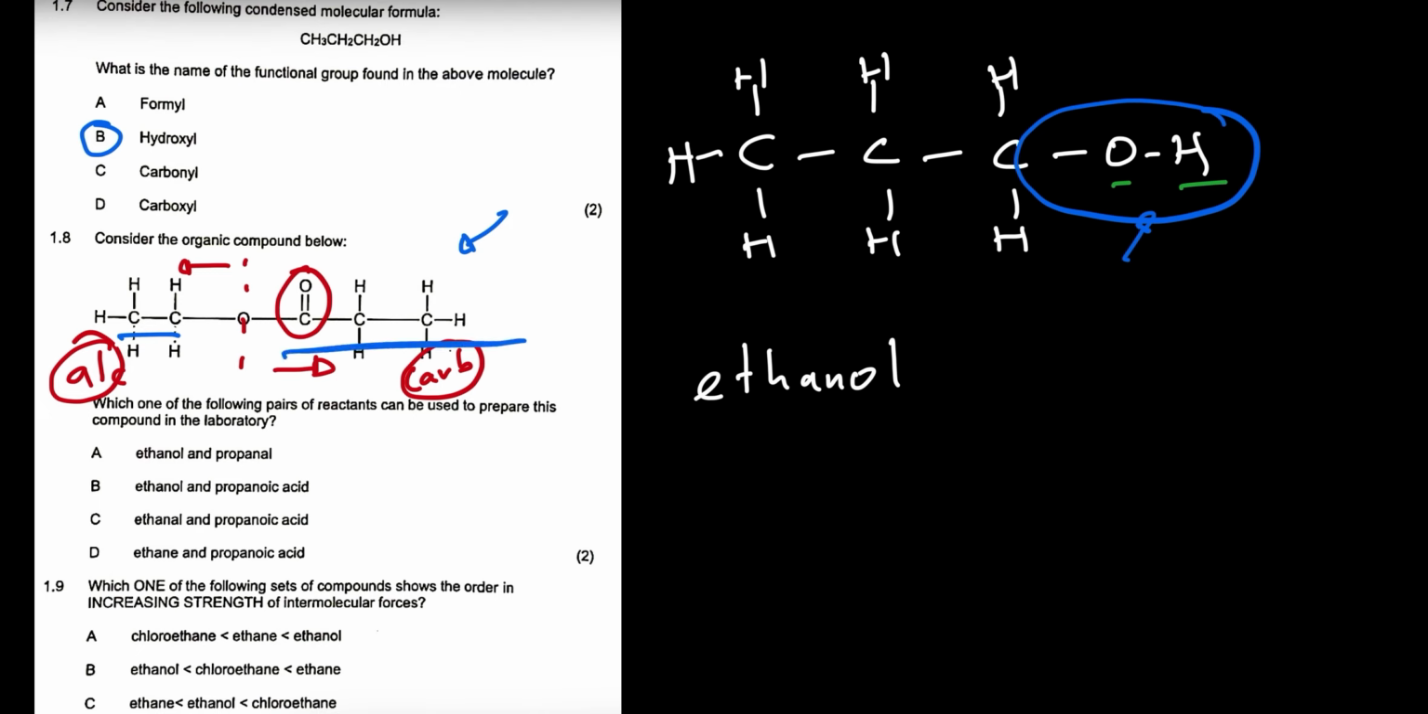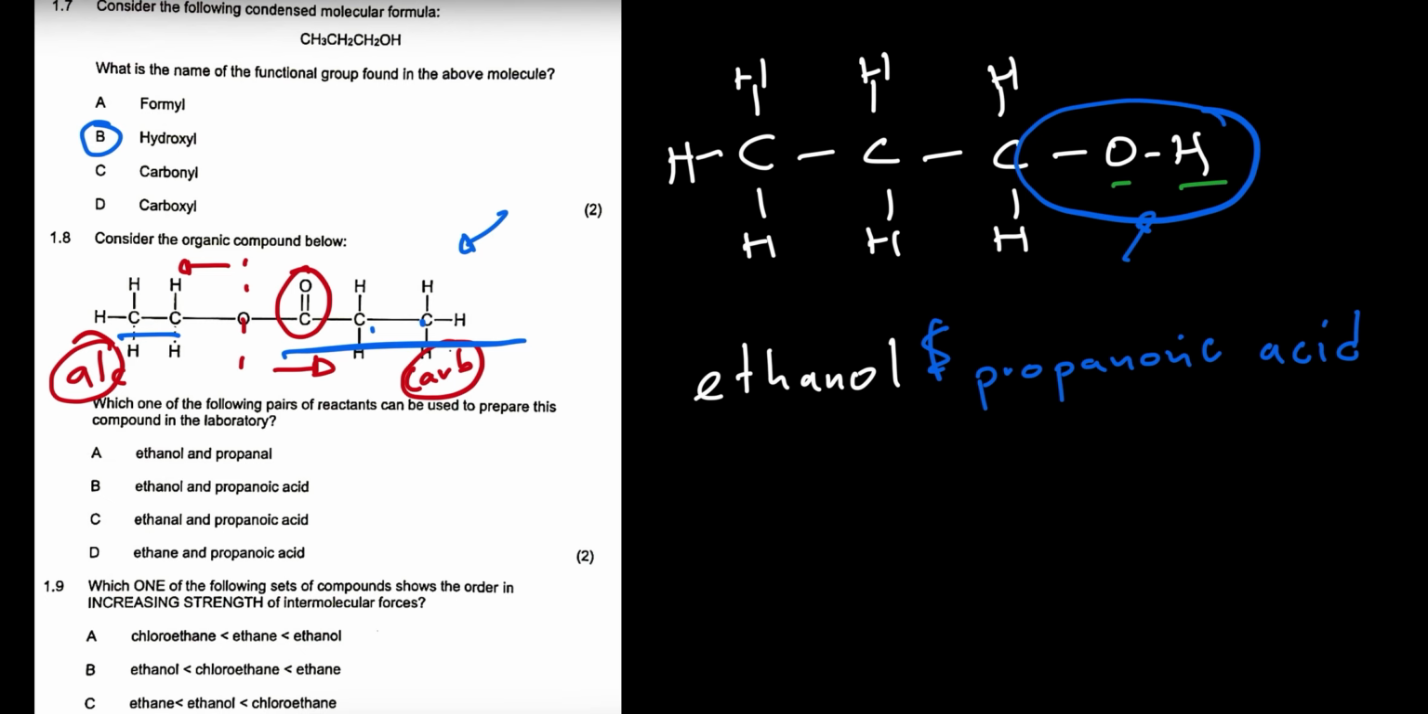So on the other part here, how many do we have? We have 1, 2, 3 carbons. So that means the carboxylic acid consists of 3 carbons. 3 carbons simply means it is going to be a propanoic acid. So we're going to look at the option that has ethanol and propanoic acid.